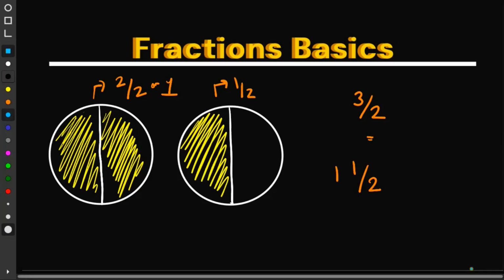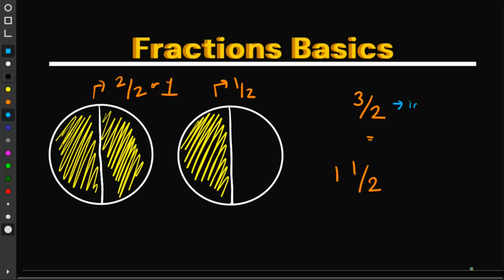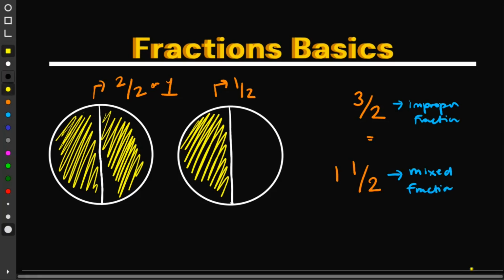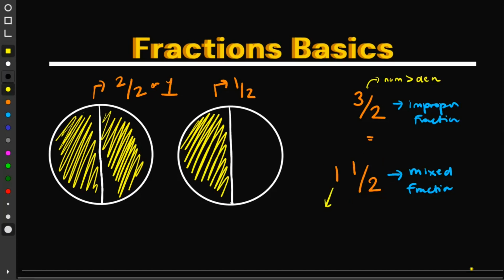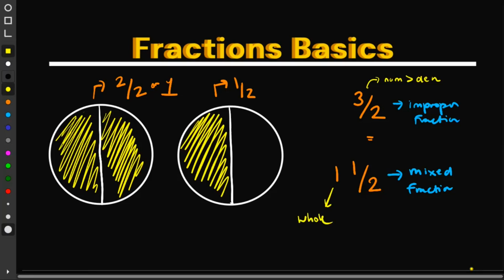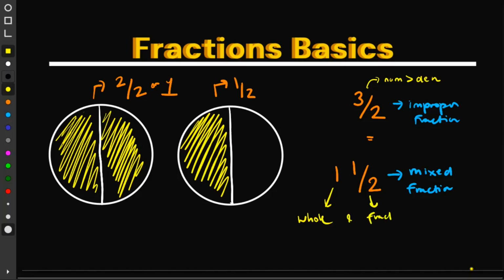These two ideas are actually called, this one first is the improper fraction, and this one out here is the mixed fraction. This one is called improper fraction since the numerator is greater than the denominator. On the other hand, this one is called a mixed fraction because it contains a whole number and a fraction, so it's mixed.